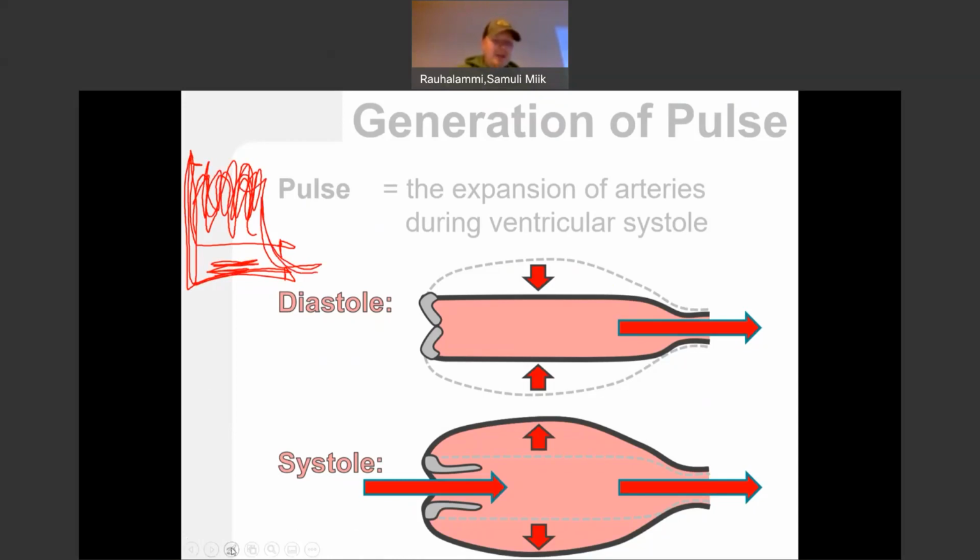So I hope that even though I kind of stumbled around there, that makes sense. Remember the pulsatile squeezing of the blood out of the heart.